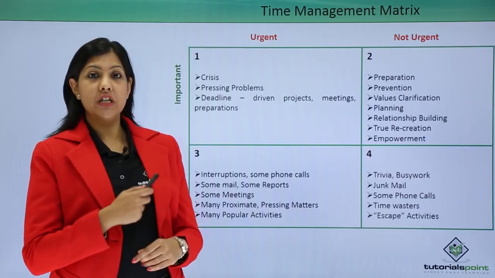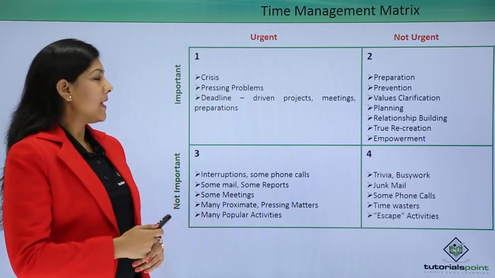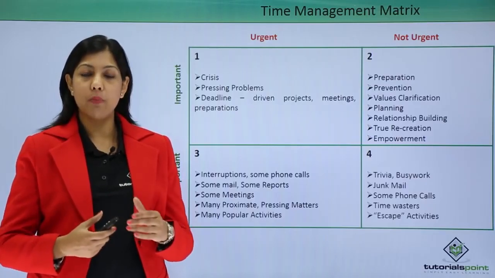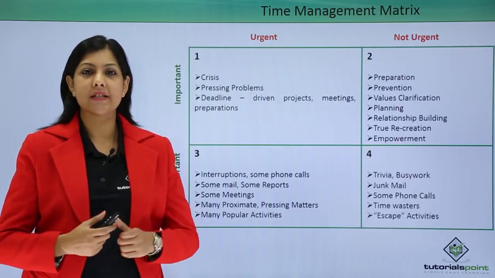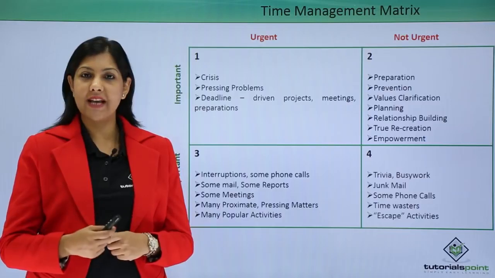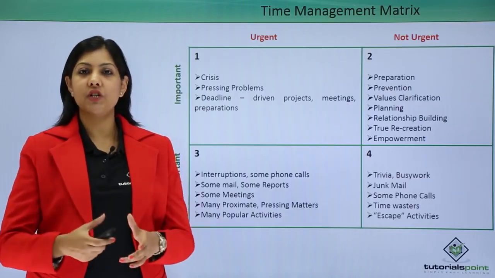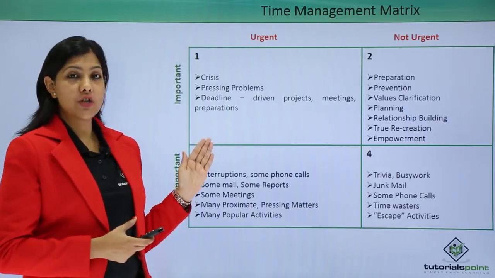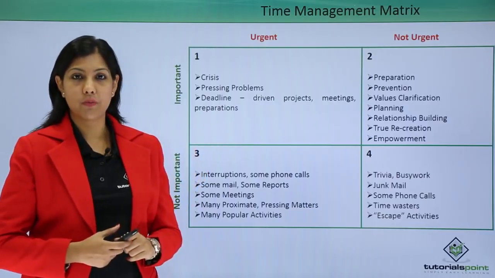The first quadrant, urgent and important, means you are always running to manage your pressing problems. It's crisis situations. You're running for projects, meetings, trying to accomplish everything in a day. That is when you're in this quadrant, urgent and very important for you.